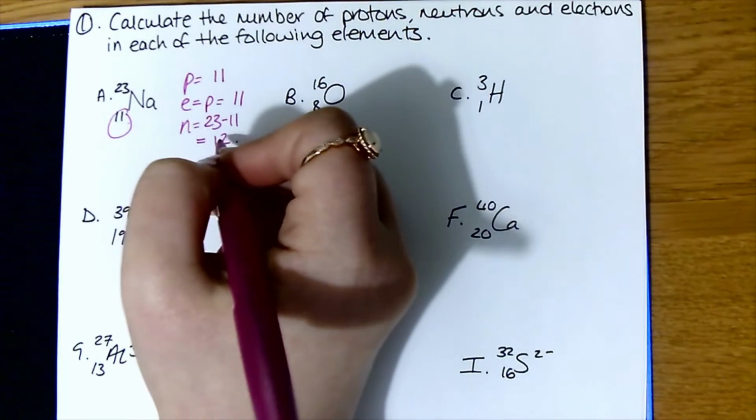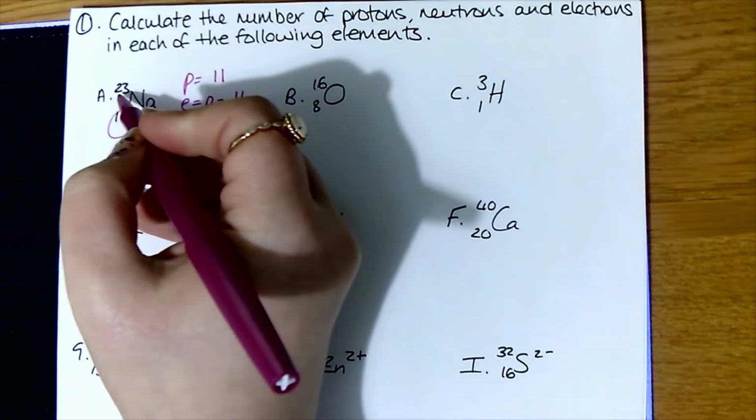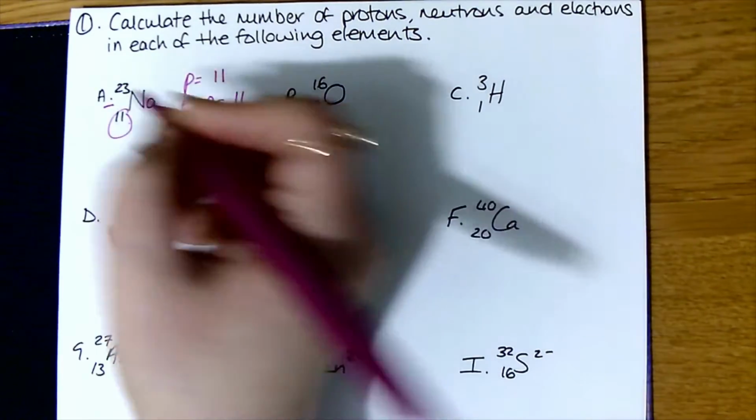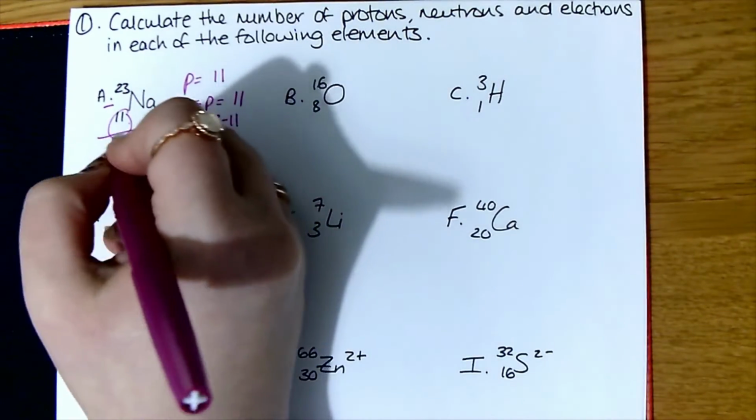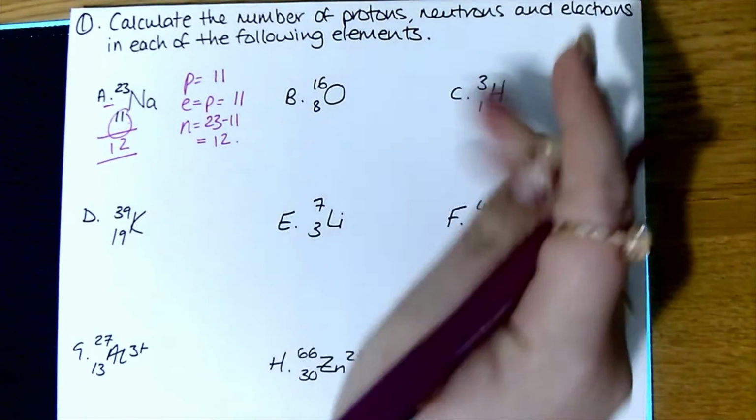If you get confused by working out the number of neutrons, here's a handy hint. The sum is already laid out for you. 23, put your minus sign in, 23 minus 11 gives you 12. Let's move on and work through B.